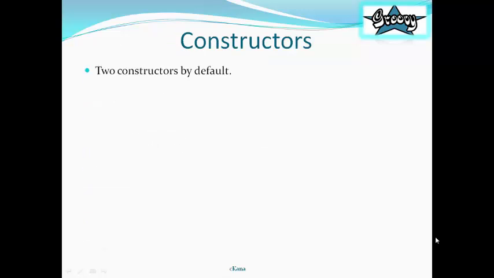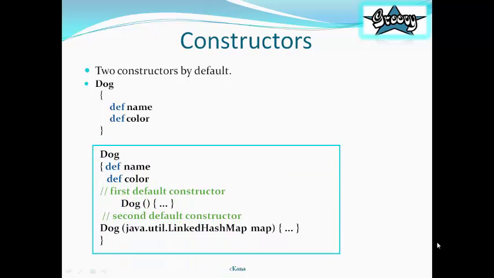Constructors. In Groovy, if you don't declare any constructor in a class, you will get two constructors by default. Now let me explain it with a simple example. In this Groovy class, as we haven't specified any constructor, Groovy will provide two constructors as follows. The first will be a default constructor, and the second default constructor will take a map as a parameter. So there will be two constructors by default.